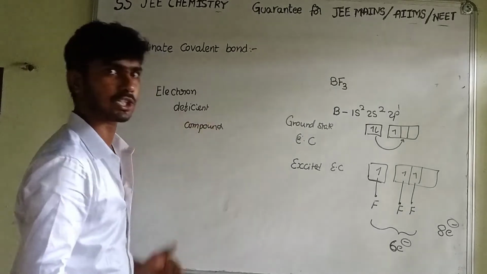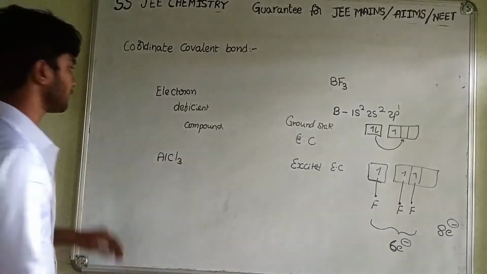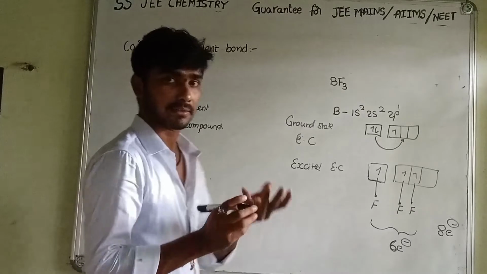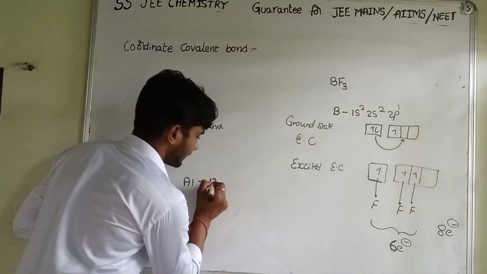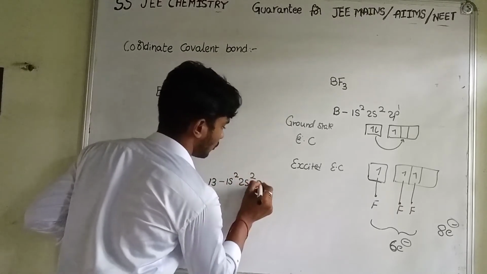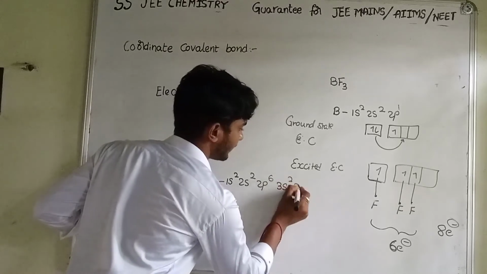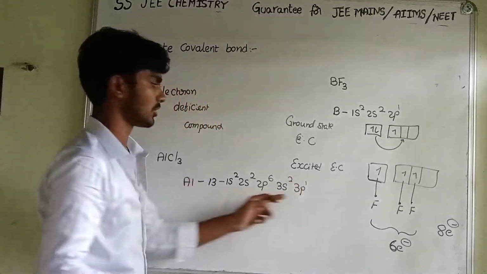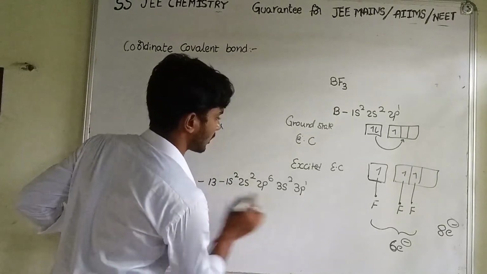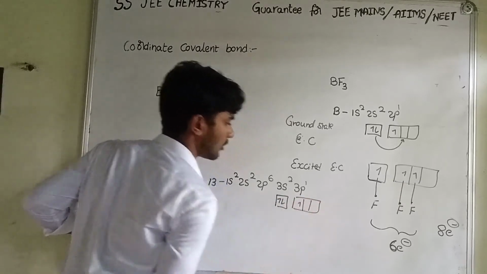Okay, electron deficient compound. Another example, AlCl3. Al, aluminium. Electronic configuration. See here, aluminium is atomic number 13: 1s2, 2s2, 2p6, 3s2, 3p1. This is the ground state electronic configuration of aluminium. Outermost 3s2, 3p1 is there.